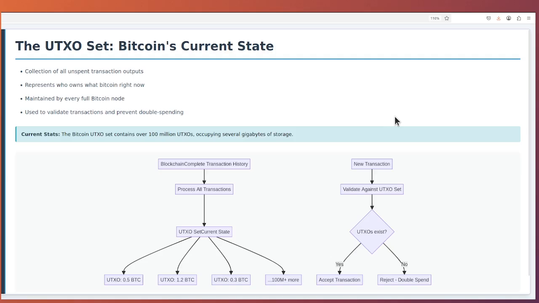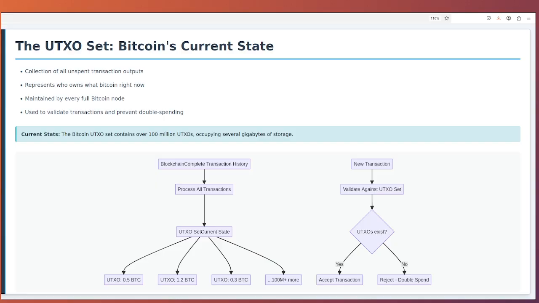When a new transaction comes in, nodes check the UTXO set to verify that the inputs being spent actually exist and have not been spent before. This is how Bitcoin prevents double spending. If someone tries to spend the same UTXO twice, the second transaction will reference a UTXO that is no longer in the UTXO set, and nodes will reject it.